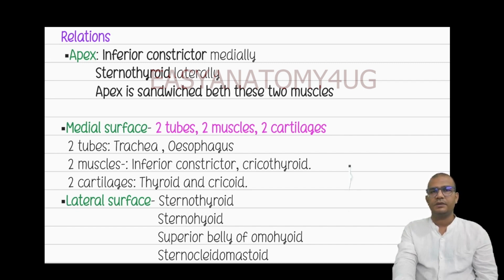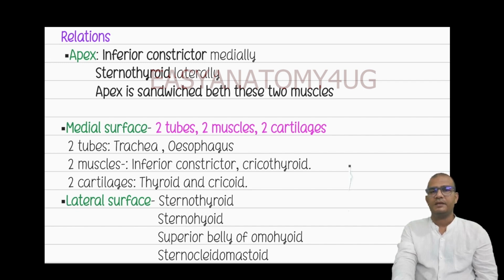The medial surface relations are remembered as two tubes, two muscles and two cartilages. Trachea and esophagus are two tubes. Two muscles are inferior constrictor and cricothyroid, and two cartilages are thyroid and cricoid cartilages. So easy to remember medial surface relations: two tubes, two muscles, and two cartilages.